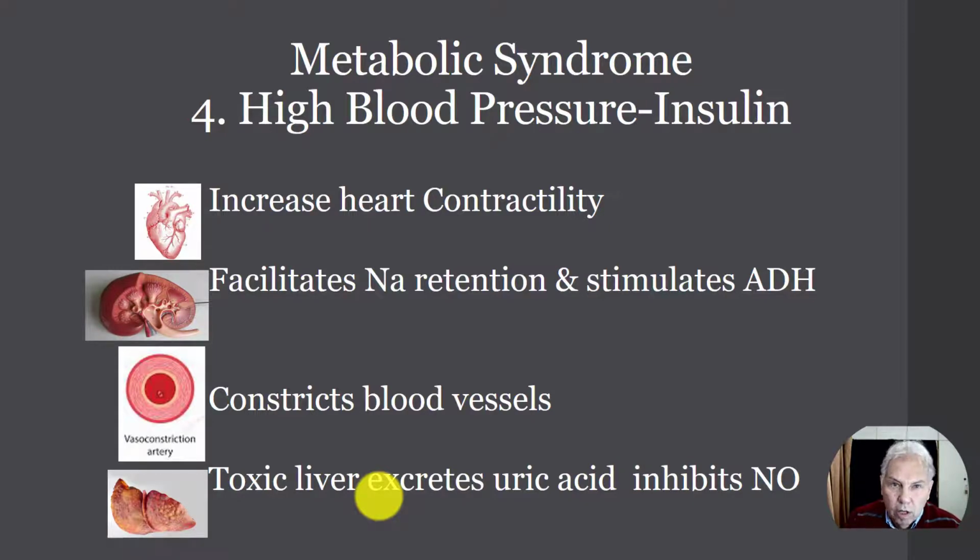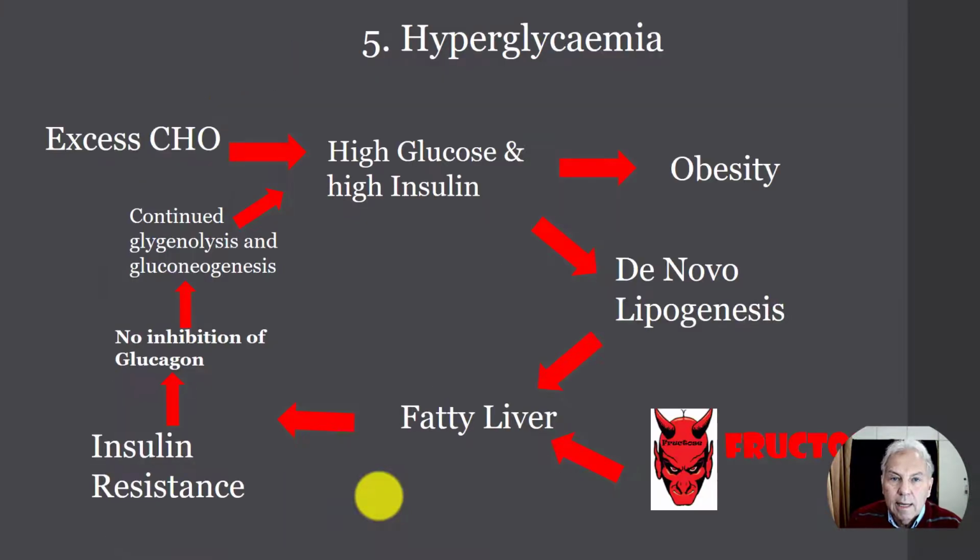It's also toxic to the liver, which excretes uric acid, which inhibits nitrous oxide. Nitrous oxide is a potent vasodilator. So insulin inhibits that. The next component of metabolic syndrome is hyperglycemia. We've already said how this goes.